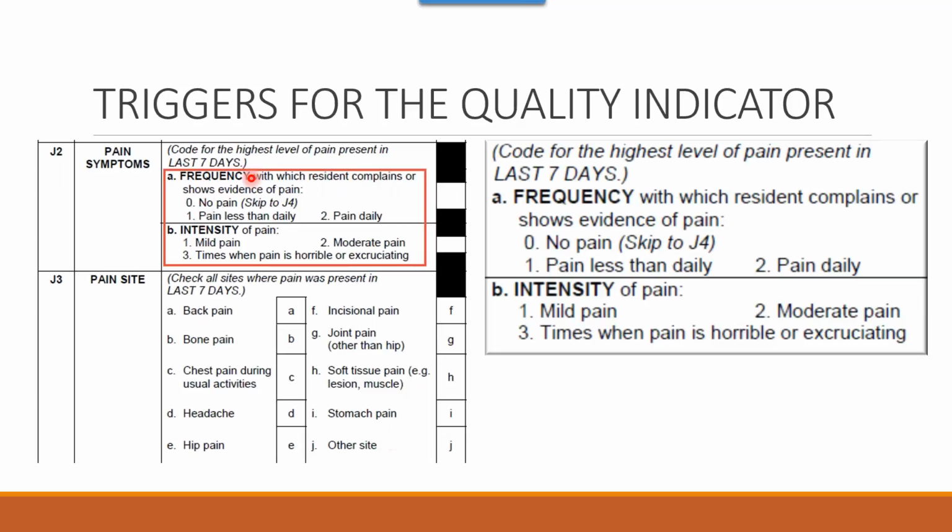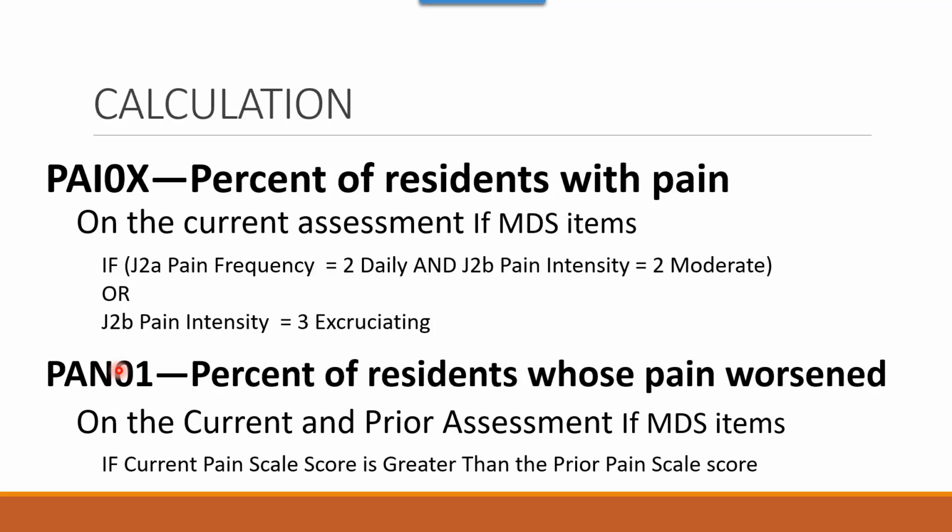Okay, so these are the triggers. You can see here frequency of pain, where it goes from 0, no pain, pain less than daily, and then pain daily. And then the intensity of pain is mild pain, moderate pain, and sometimes when pain is horrible or excruciating. And I've just blown it up here so that you can see it a little clearer. But you can see that it comes under item J2, pain symptoms. And then J3, which is not really part of this quality indicator, but that's the J3 that we're referring to earlier. Then we have the actual calculation.